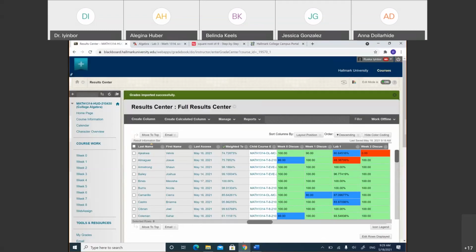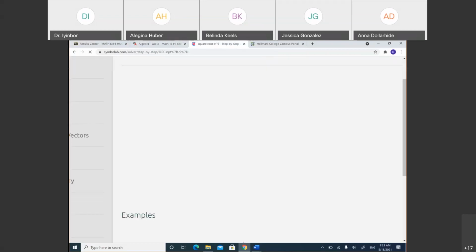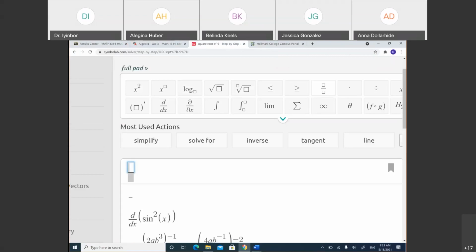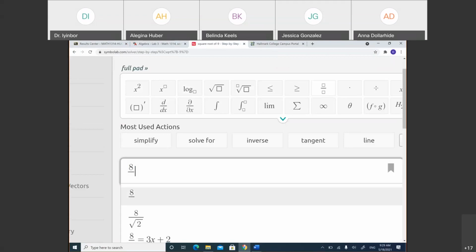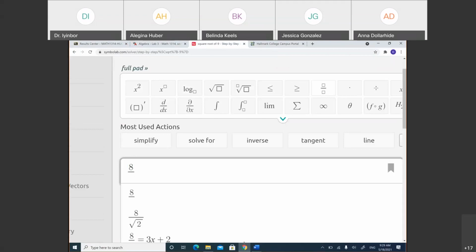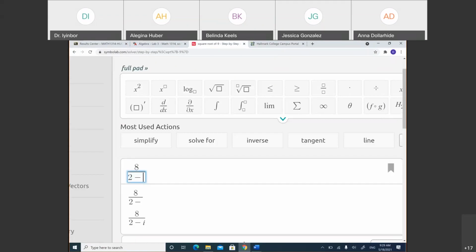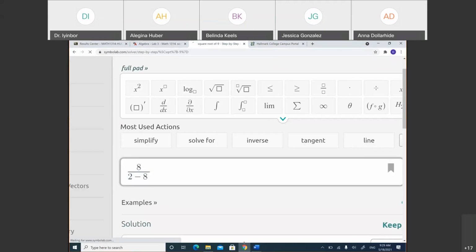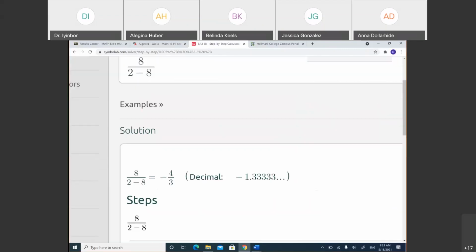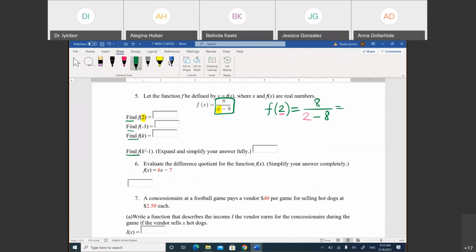Oh, sorry. So we're going to go here and you're going to do fraction. So fraction. And then we're going to have 8 over 2 minus 8, in the bottom. 2 minus 8, like that. Okay, everybody see that? So just enter it exactly like that in your calculator and it's going to simplify it for you. So always remember I told you use fraction. Negative 4 over 3. So that's my answer. Negative 4 over 3.